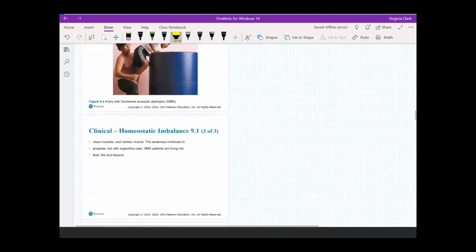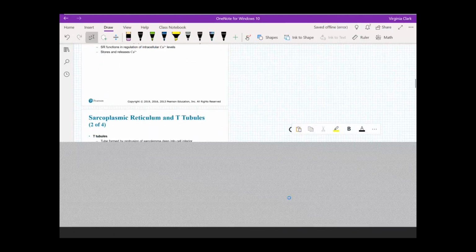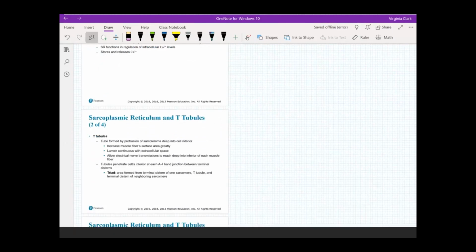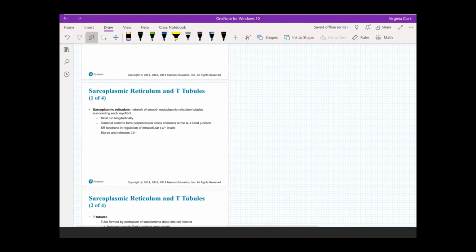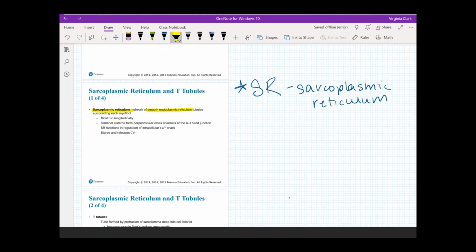So when we're looking at our sarcoplasmic reticulum, this is the second modified organelle in our skeletal muscle tissue. I'm just going to call it our SR, our sarcoplasmic reticulum. So this is a cool feature. This is a network of smooth endoplasmic reticulum that is going to be specific to the skeletal muscle fibers, so it's called sarcoplasmic. All of these are going to run longitudinally along the cell, and what they're actually going to have is something that is going to be called a terminal cistern.